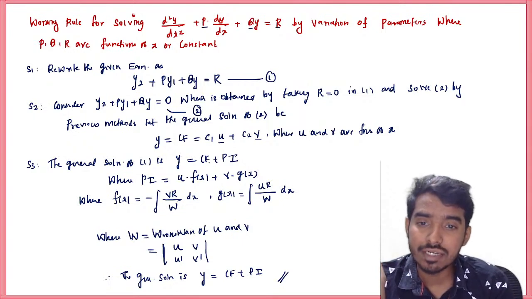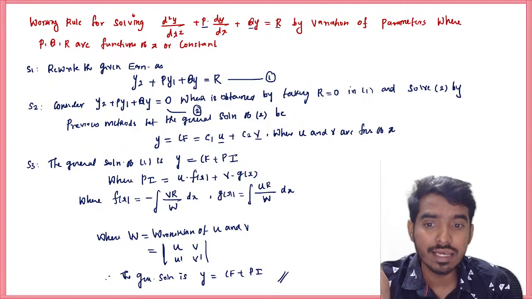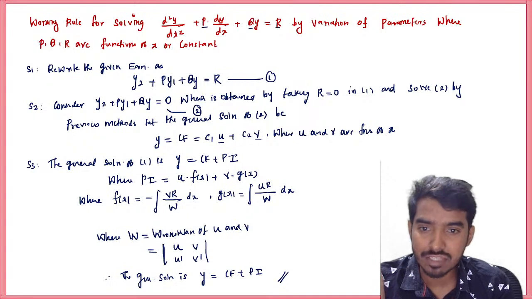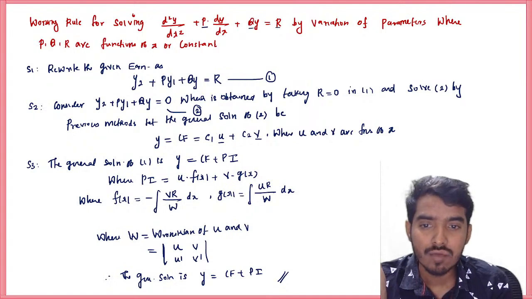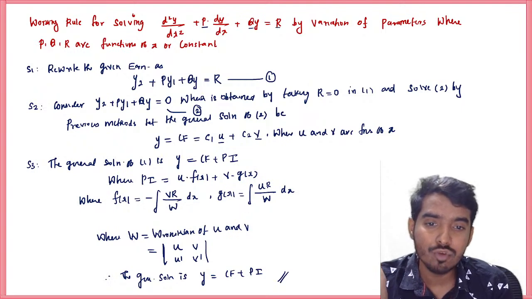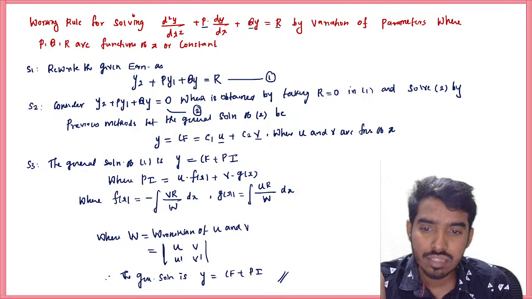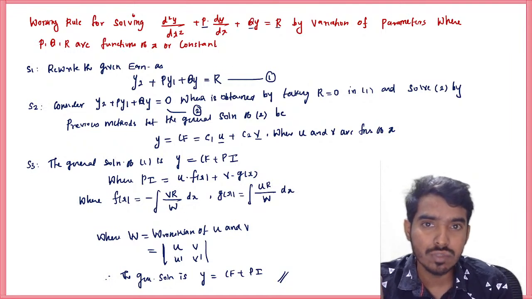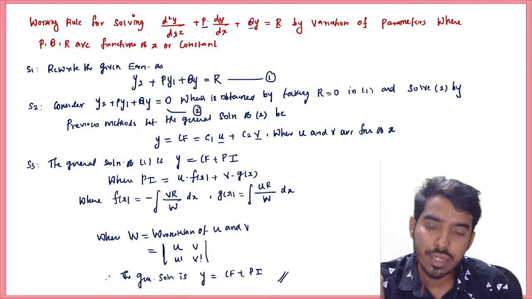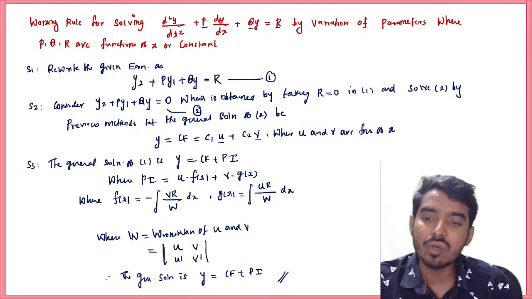Now what is the general solution? CF plus PI. CF we already found. What is the formula for particular integral? U f of x plus v g of x. U and v we already know from CF. What is f of x? Minus integration of vr by w dx. G of x is integration of ur by w dx. In these, v we can obtain from CF, r is the RHS of the equation, w is the Wronskian of u and v. We have to make use of this formula: determinant of u, v, u dash, v dash. Expand this determinant, you will get the value of w. Substitute back w here.